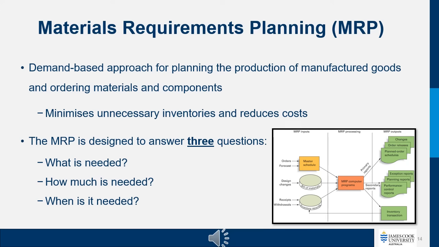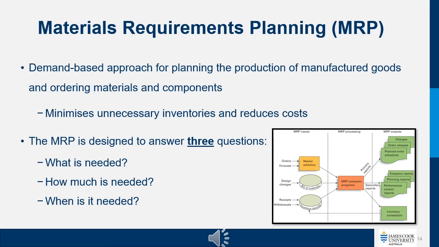The third question, when is it needed? MRP determines the timing for ordering materials and components to ensure that they are available when needed for production. It considers lead time for procurement, production schedules, and desired inventory level to determine the appropriate timing for placing orders.